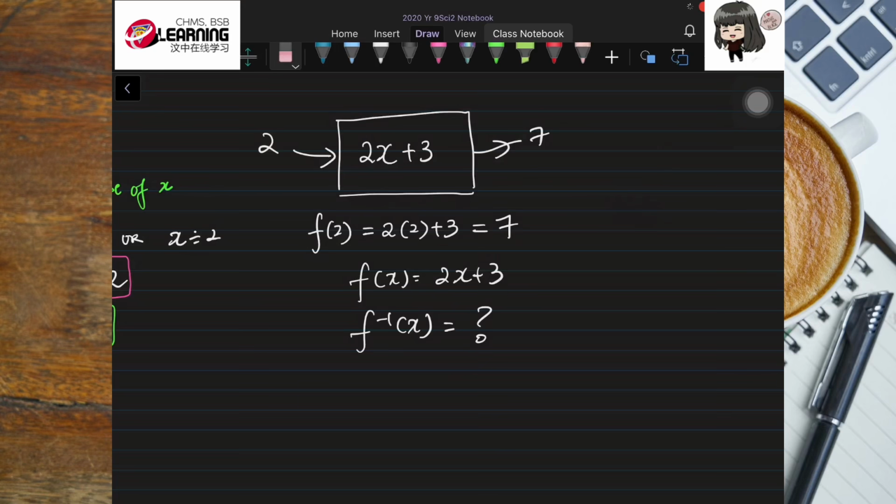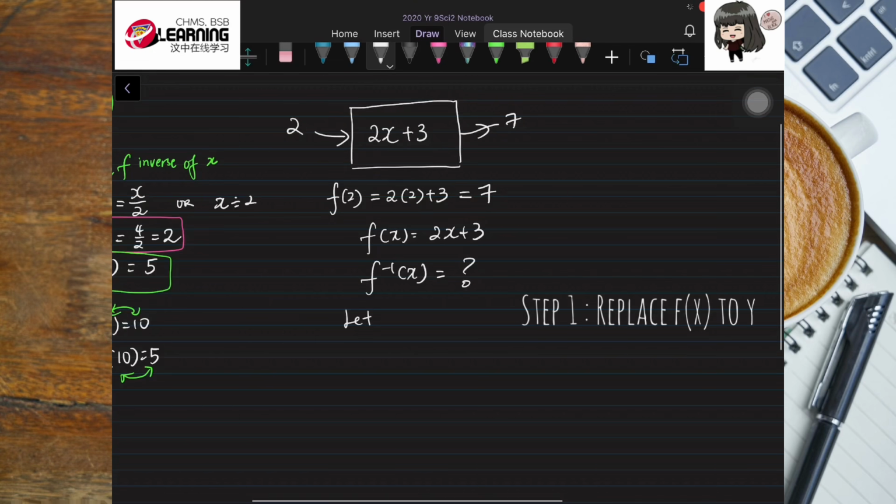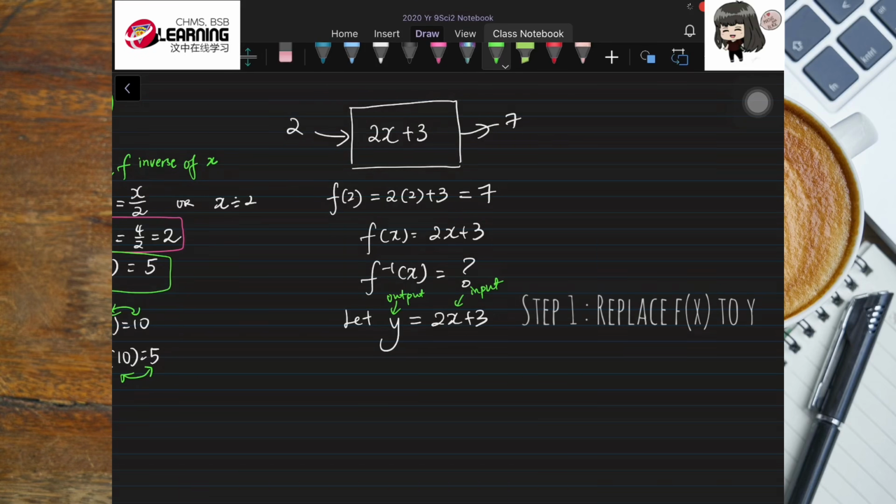So from here, your first step is to let y equal 2x plus 3, right? You let y equal 2x plus 3. Y here is your output, and your x is always your input, right? So y equals 2x plus 3, or you can write it as 2x plus 3 equals y, doesn't matter, it's still the same as long as x is your input and y is your output.